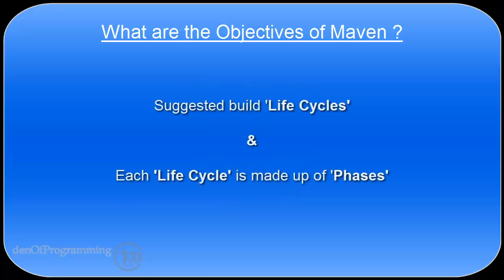The second way Maven makes life for a developer more easy is that it provides a uniform build system. Maven suggests a standard way to build a project. This is done by suggesting a build life cycle, and a build life cycle is made up of a number of phases. Once you familiarise yourself with the build cycles and the phases, you will automatically know the build process for every other Maven project.